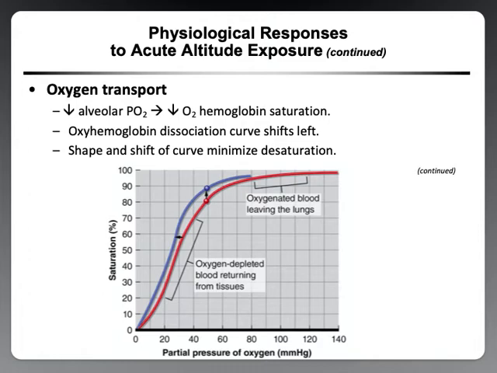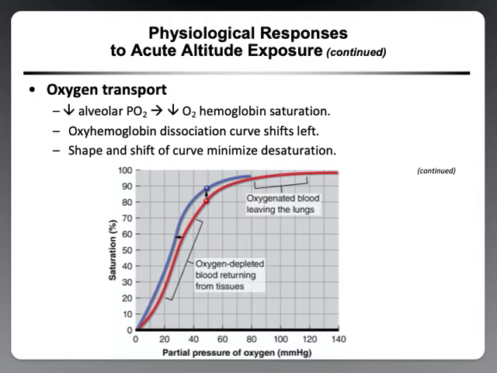As we have already established, upon arrival to altitude, we see a decrease in alveolar partial pressure of oxygen. And as such, we cannot fully load hemoglobin with oxygen. We just don't have that driving force. We don't have a big enough pressure gradient to drive oxygen to bind with hemoglobin. And so what we see is a decrease in the hemoglobin saturation with oxygen. And this is exemplified in our oxyhemoglobin dissociation curve.